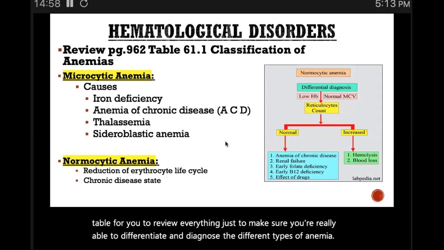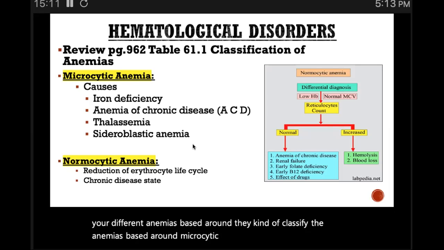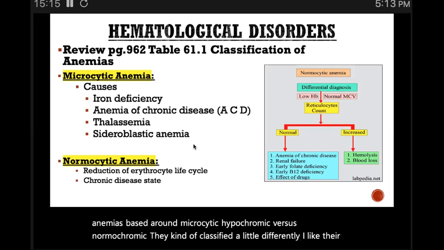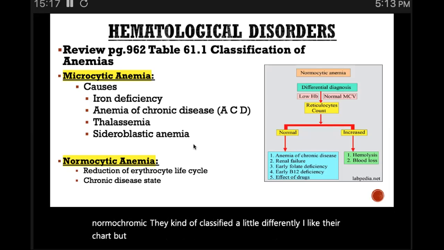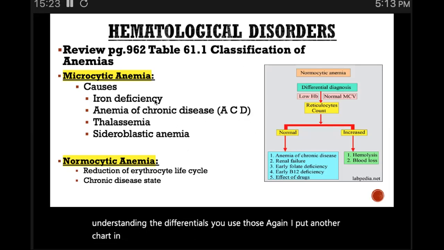But here in your classification on your table 61.1, you're looking at your different anemias. They classify the anemias based around microcytic, hypochromic, versus normochromic. They classify it a little differently. I like their chart, but whatever chart you need to make sure you're understanding the differentials, you use those. Again, I put another chart in a few slides from here, but anyway, let's talk about microcytic anemia.